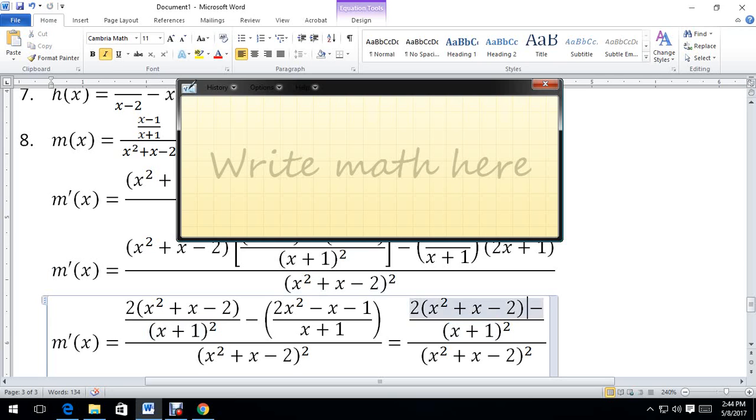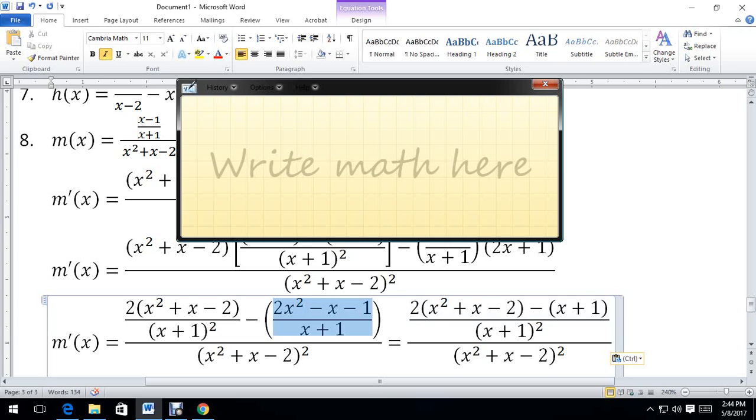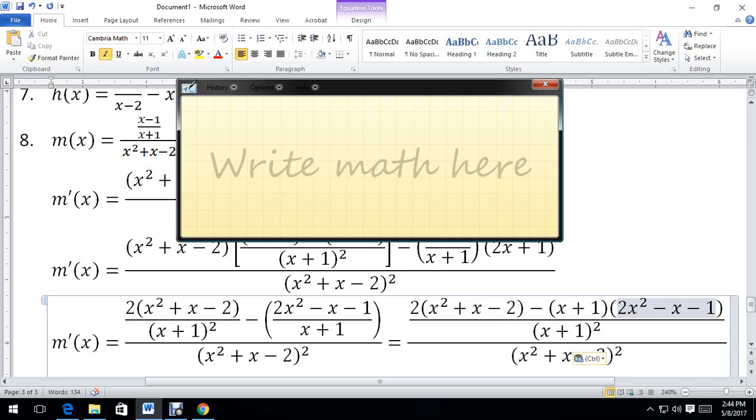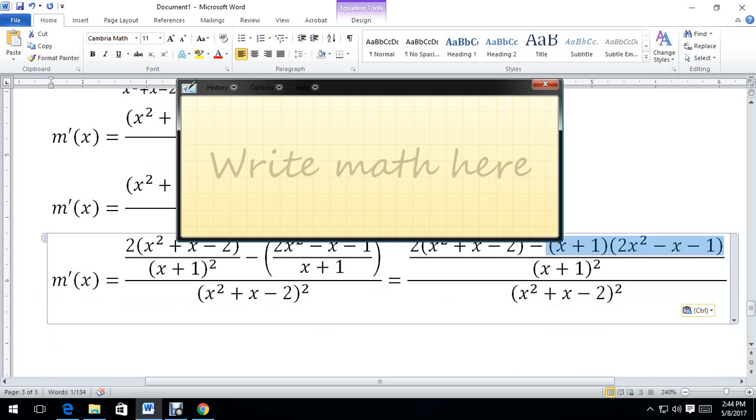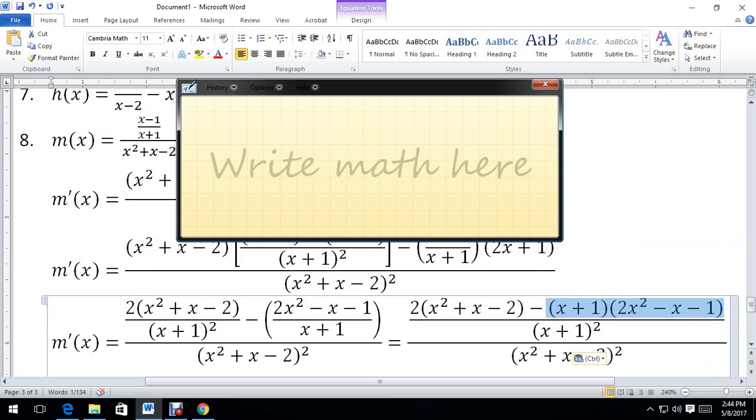Let's try to copy that one, times the expression for the numerator, 2x squared minus x minus 1. Right? Let's try to put it here. Alright. Again, how did we arrive with this part of the expression? x plus 1 squared divided by x plus 1 is x plus 1 times the numerator 2x squared minus x minus 1. Alright? Now, the next obvious step is to distribute each of these two terms, then combine like terms.